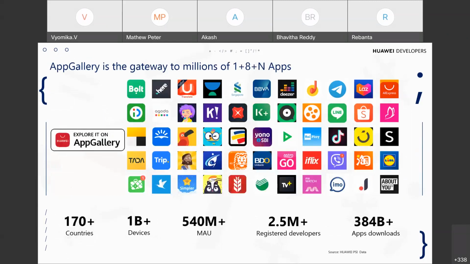When it comes to App Gallery, App Gallery supports more than 170 countries. This is our own app repository where all our apps are deployed globally. We are connected to 1 billion plus devices with 540 million plus active users and a huge number of applications uploaded, and 2 million developers have registered with us. And we have seen that around 260 billion apps have been downloaded from here.